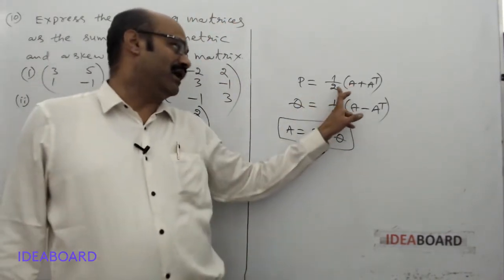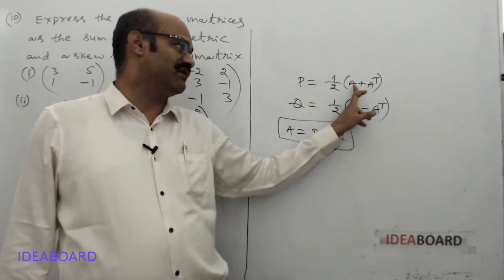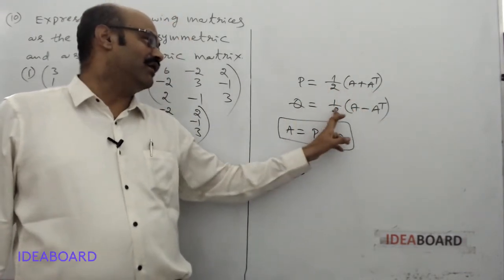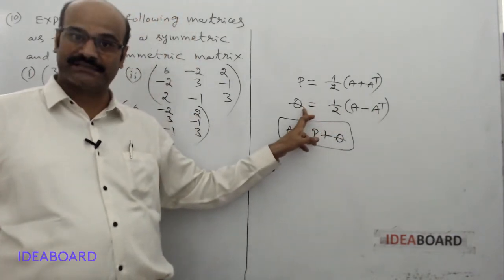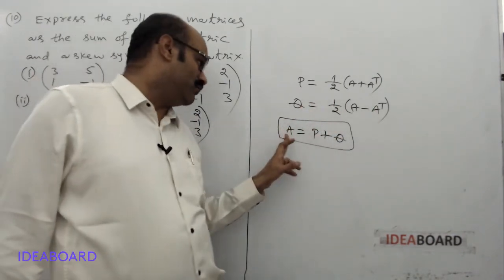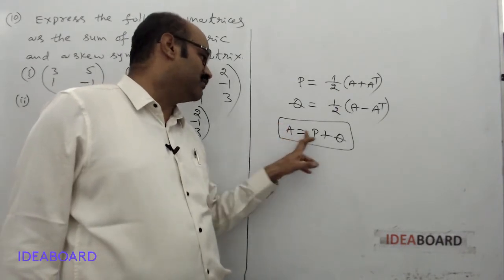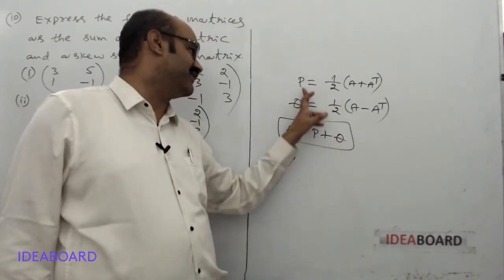We know that half into A plus A transpose is always a symmetric matrix. Half into A minus A transpose is always a skew symmetric matrix. Now we should write A equal to P plus Q. So let us find first P here.